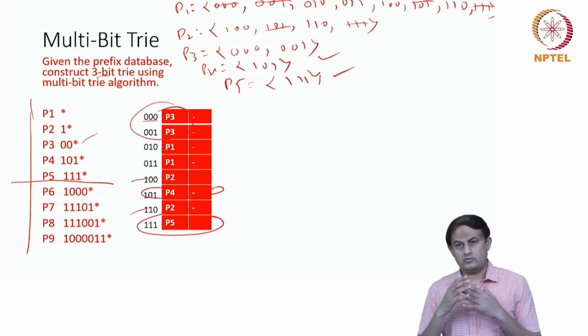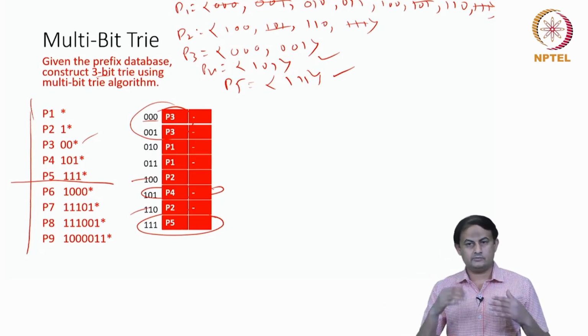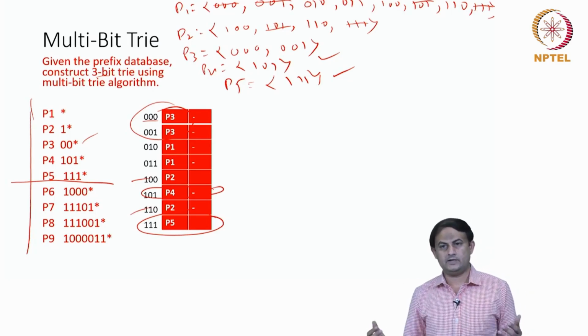If you want to construct a k-bit trie, first expand up to k, look for the prefixes which are up to k bits or less than that, and then whichever prefixes are shorter than k bits, you expand them.